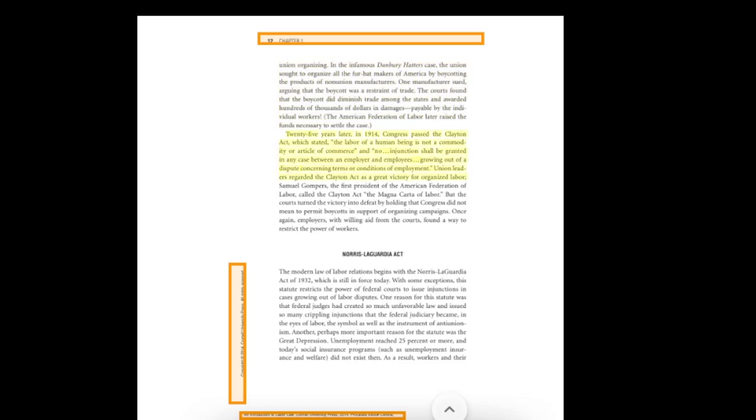Twenty-five years later, in 1914, Congress passed the Clayton Act, which stated, "The labor of a human being is not a commodity or article of commerce," and, "No injunction shall be granted in any case between an employer and employees, growing out of a dispute concerning terms or conditions of employment." Union leaders regarded the Clayton Act as a great victory for organized labor.